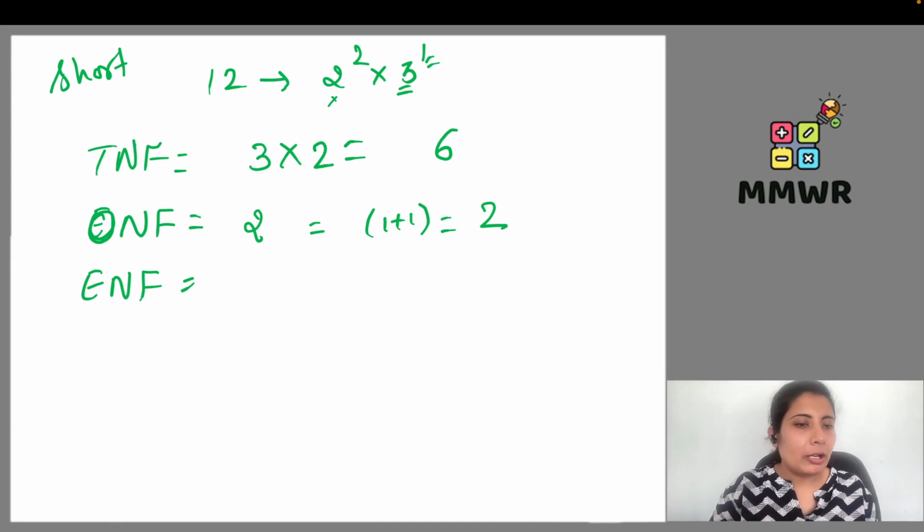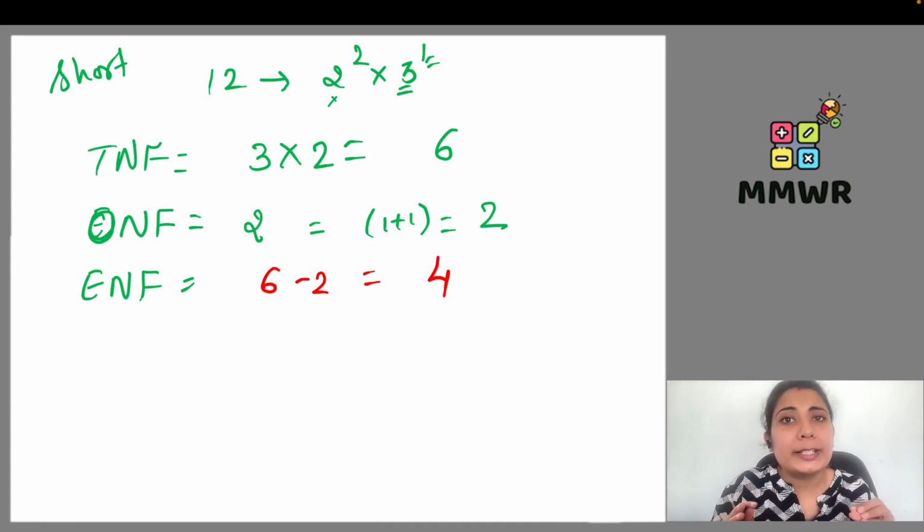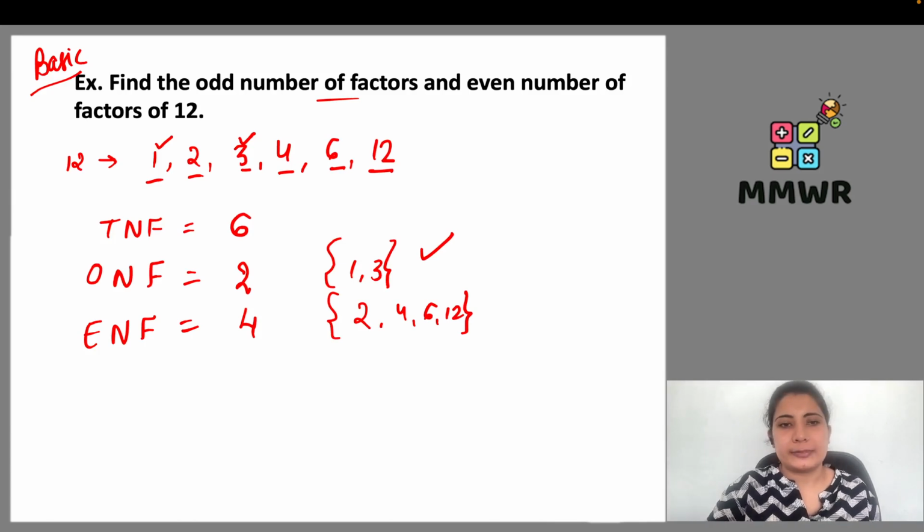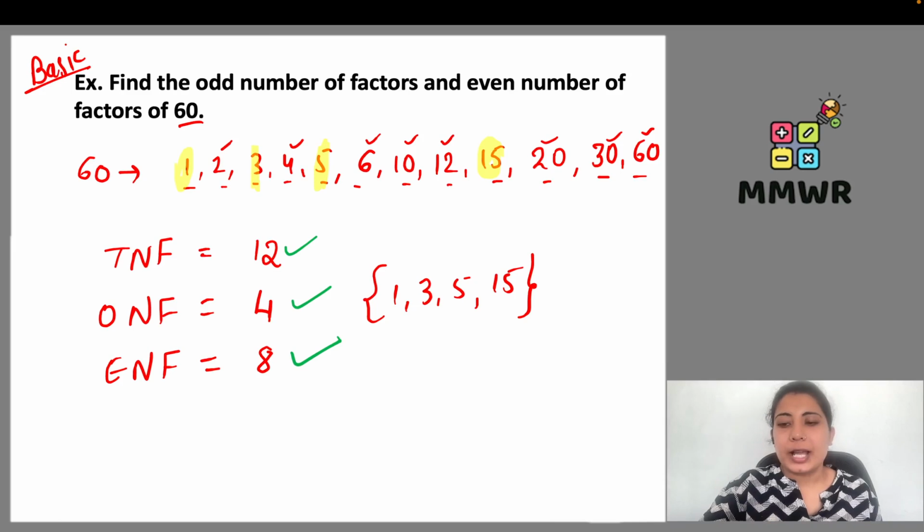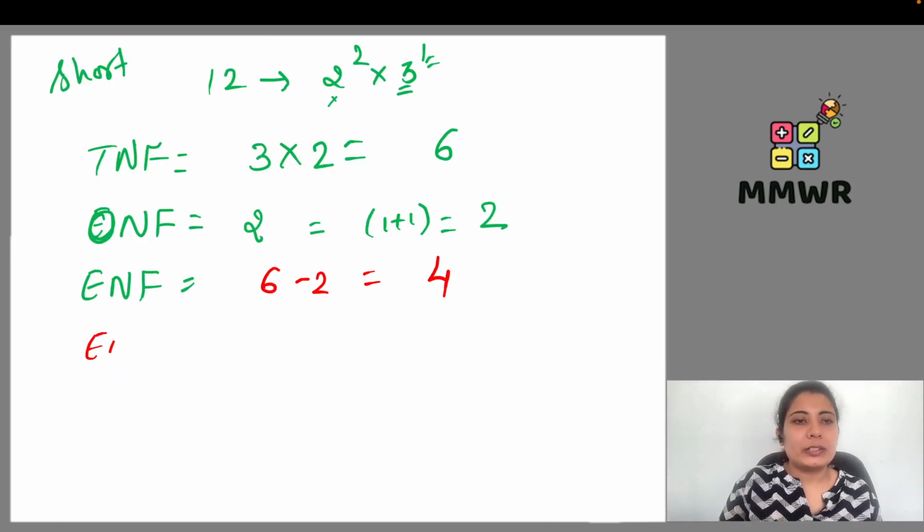Now if I talk about even number of factors, I can simply write 6 minus 2, which gives me 4. So 4 even factors are there of 12. 12 के कितने? 4 even factors हैं. 4 even factors हैं, 2 odd factors हैं, 6 total factors हैं. But I should know the other method also. Even number of factors की कौन सी other method होती है?